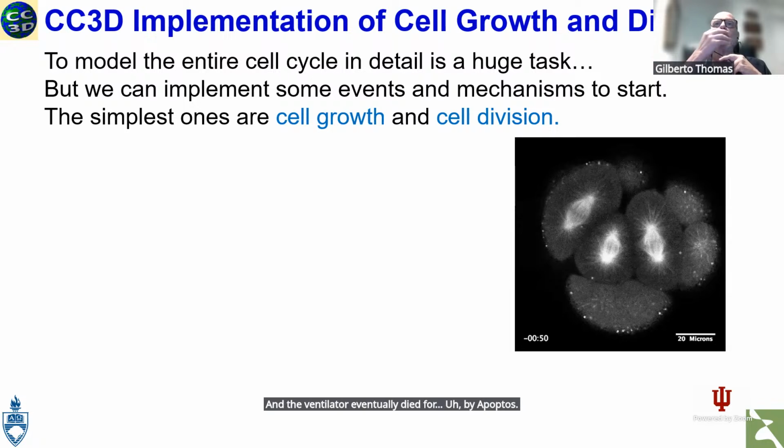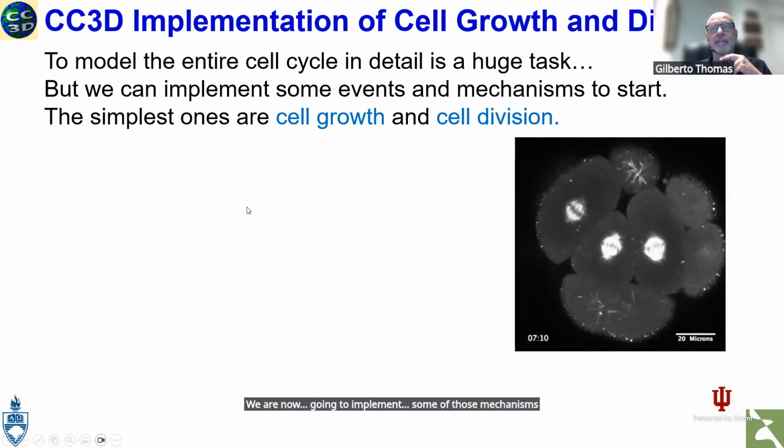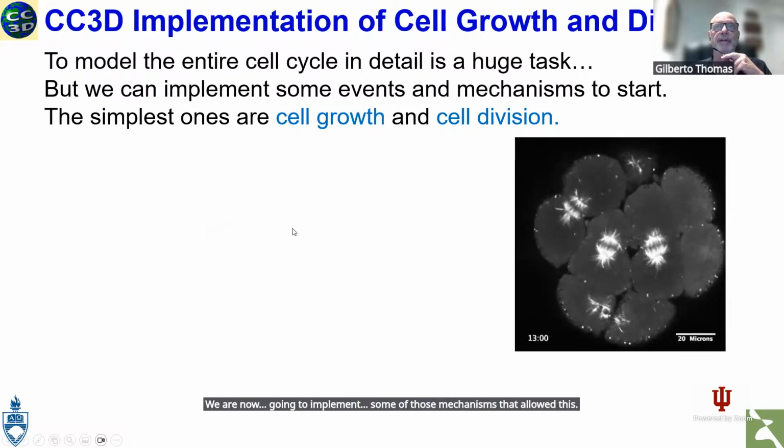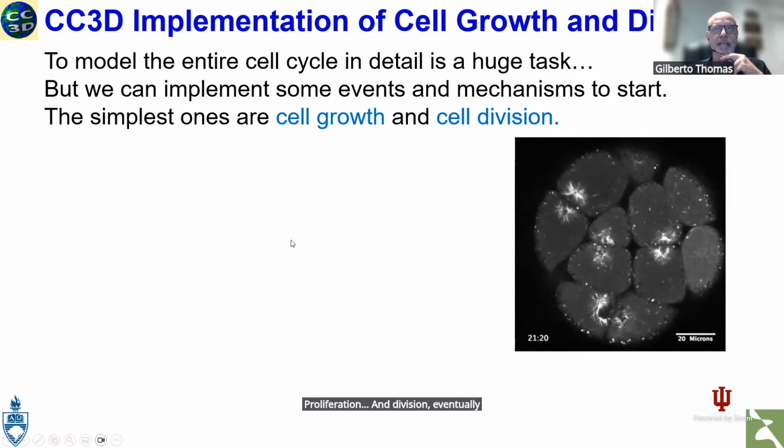So we are not going to simulate or propose a model to build the entire cell cycle in detail. This is a very big task. We are now going to implement some of those mechanisms that allow this proliferation and division, eventually the mitosis event, which we call cell growth and cell division.